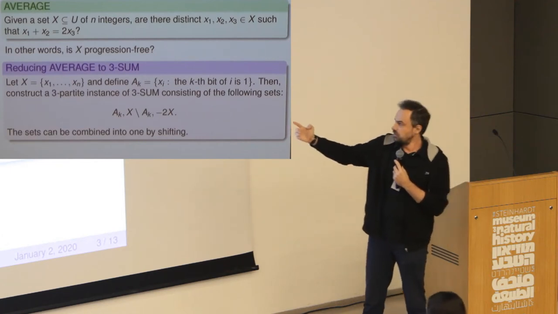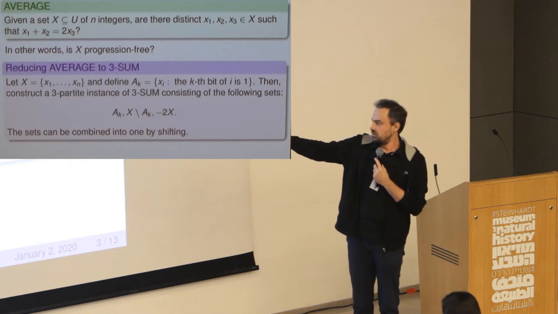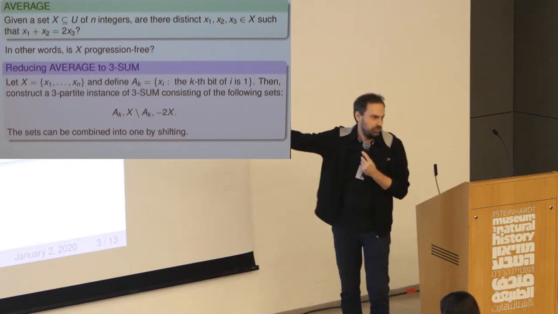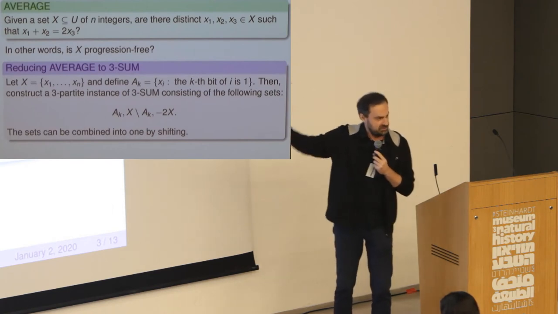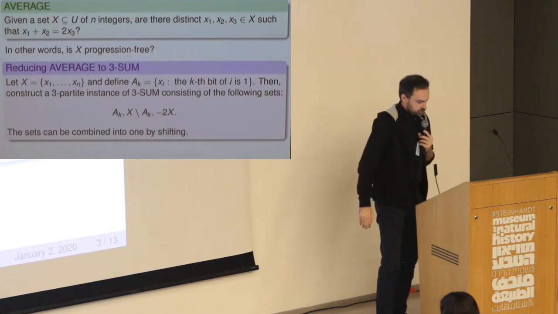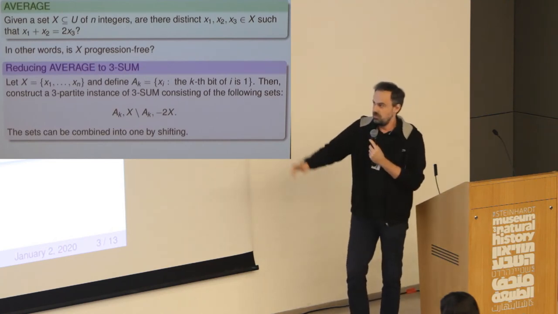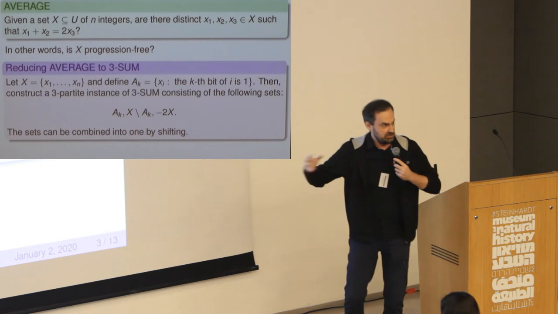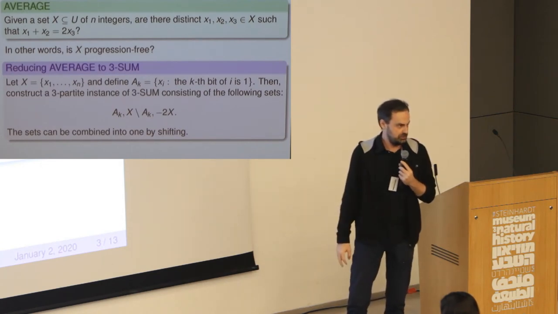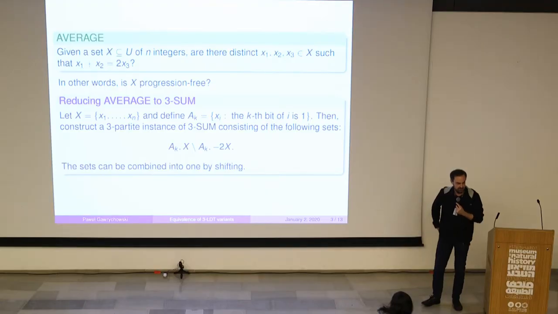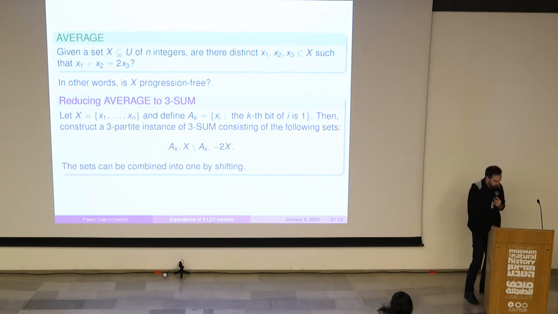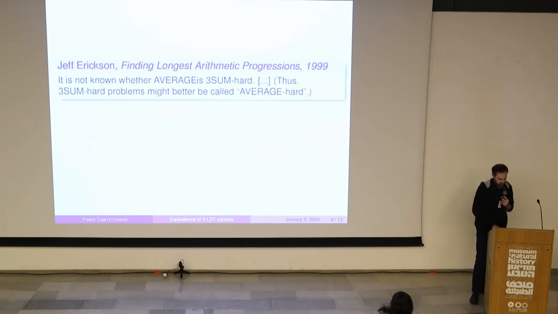You can see that if there is a solution for Average, there will be a solution for 3SUM in one of those instances. You need to verify the distinctness condition, but it's not hard to do. So that's a reduction in one direction. I cheated a little bit because I have three sets instead of one set, but it's standard to combine them into one set by just shifting by some large number. That's one way to do it. So you obtain exactly one set, the same formulation. So in one direction it was easy: we can reduce Average to 3SUM.